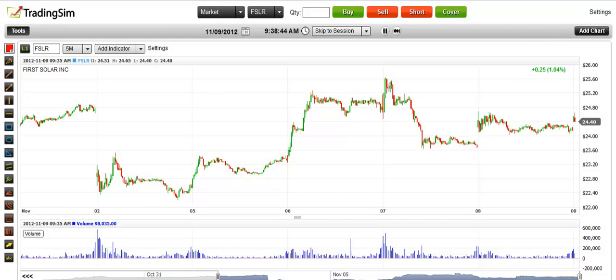Let's get into the chart. In this example, this is First Solar. You'll notice that I use First Solar a lot because it's a really volatile stock and it gives you a lot of good swings.